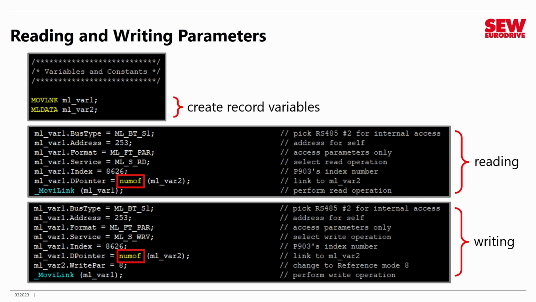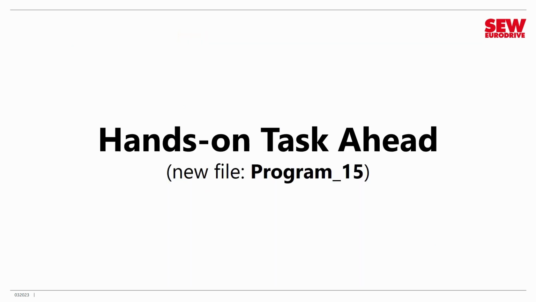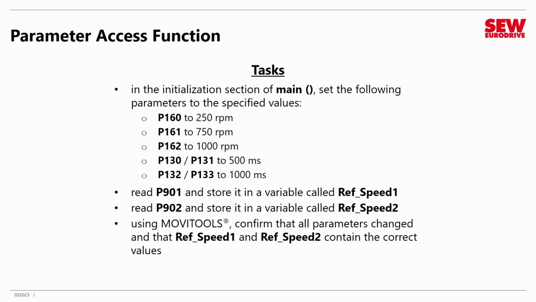All right, well, it's time to write a program. I'm going to create a brand new program called Program 15. This is totally new. It's not using any of the old ones, so you probably want to just start with your skeleton program again. Here's what you're doing. In the initialization section of main, set the following parameters to these values. Set P160 to 250 RPM, P161 to 750, P162 to 1000. Set P130 and 131 to 500 milliseconds.